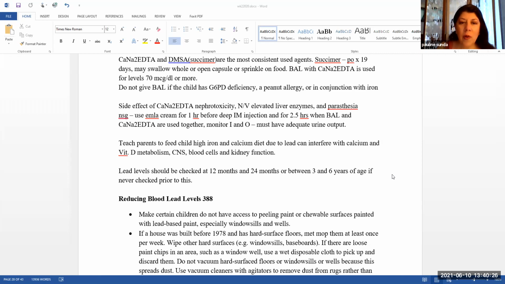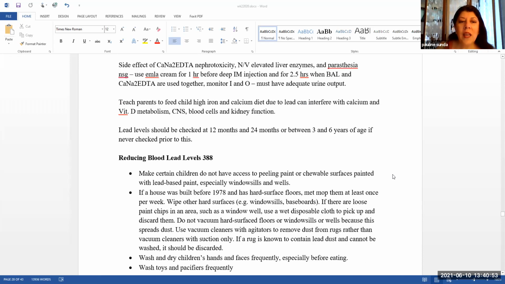It is very important to monitor strict intake and output. We want them to have adequate urine output because remember, this does cause nephrotoxicity. Teach parents to feed the child a high iron and calcium diet because lead can actually interfere with calcium and vitamin D metabolism. It also can interfere with the central nervous system, blood cells, and kidney function.